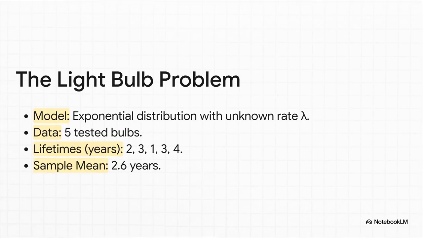So here's our setup. We'll start by assuming that bulb lifetimes follow a pattern called an exponential distribution. All you need to know is that this pattern is governed by a single parameter, called lambda, which represents the failure rate. So we test 5 bulbs. We let them run until they burn out and record how long they lasted. 2 years, 3, 1, 3, and 4 years. The average lifetime for this little sample is 2.6 years.